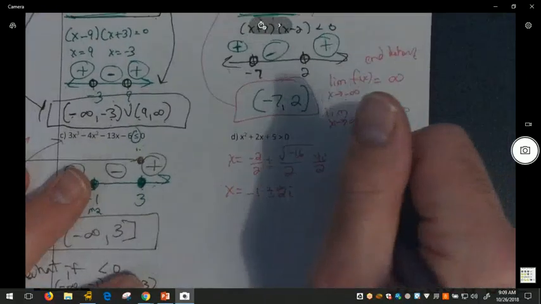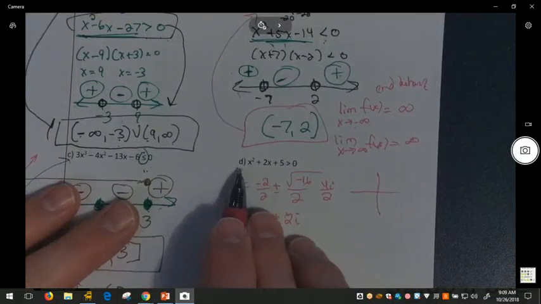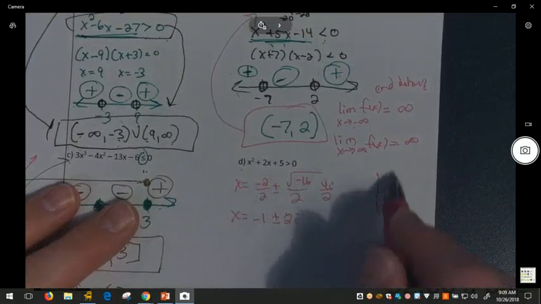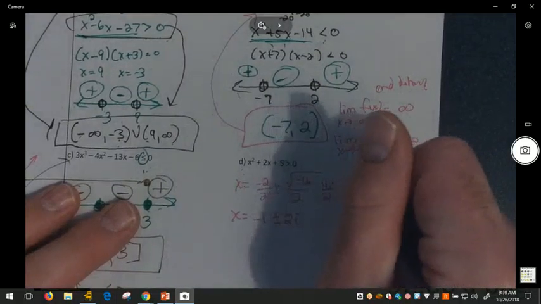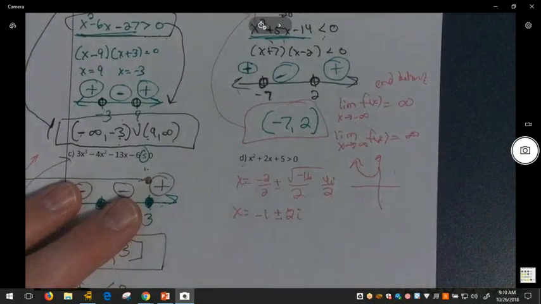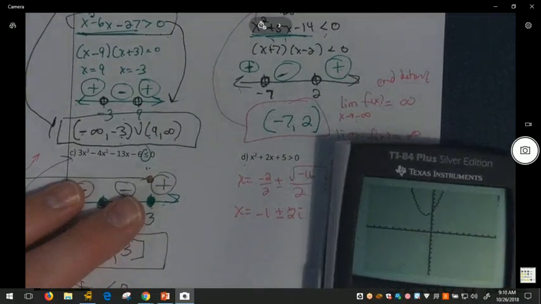What does that mean? Well, in terms of our graph, and I haven't hit the graph in the calculator, this is a positive lead coefficient. We know it opens up. Well, it's not supposed to touch the x-axis then, because there are no real x-intercepts. So this must be opening above the x-axis. And in fact, it is.